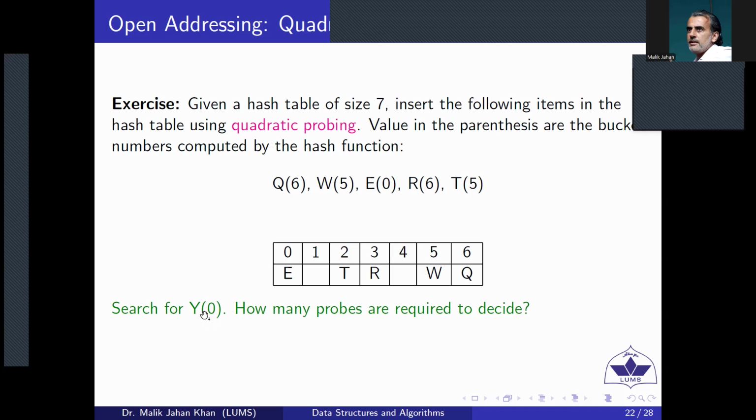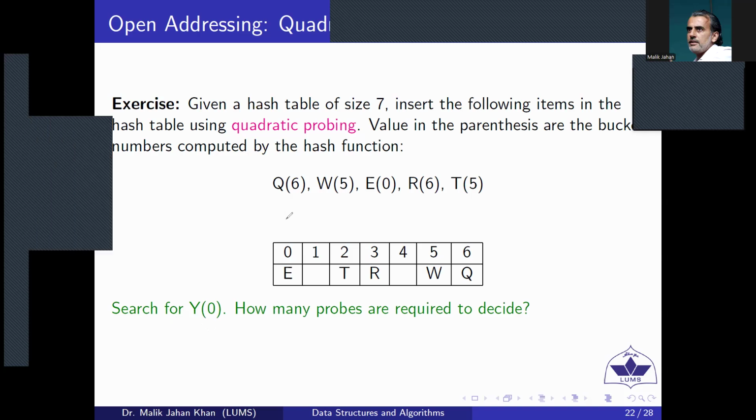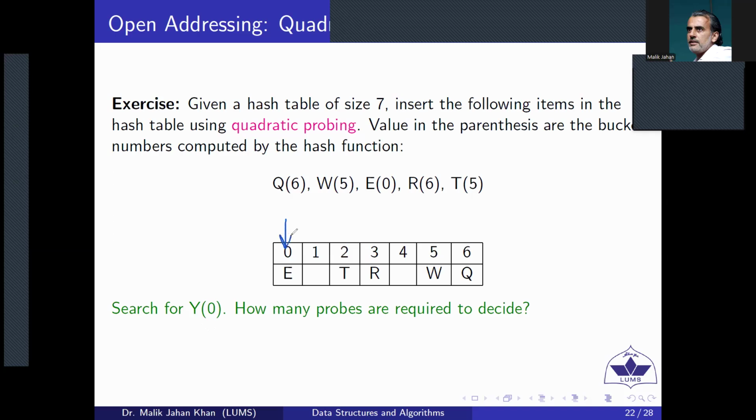So what we do is that we hash Y. The first index where we land is 0. That is occupied by someone else. That's not Y. So we move to the hash function plus 1 square, index 1, and that's empty. So after two probes, we can decide that Y is not there. The first probe was at index 0, the second is index 1, and that's empty. If Y would have been there, Y should have been at index 1. So we decide quite efficiently as compared to linear probing.